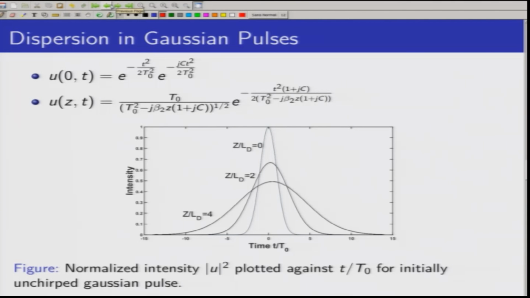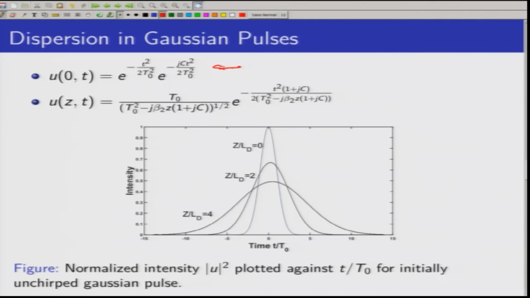One of the most used pulses are the Gaussian pulses, whose incident equation is given by u0 e to the power minus t square by 2 t naught square, e to the power minus j c t square by 2 t naught square, where t naught is the pulse width and c is the chirp parameter. We will see what the chirp parameter is. In this scenario, because we know the Fourier transform of Gaussian pulses, we can solve it analytically and also by the numerical approaches we mentioned previously.